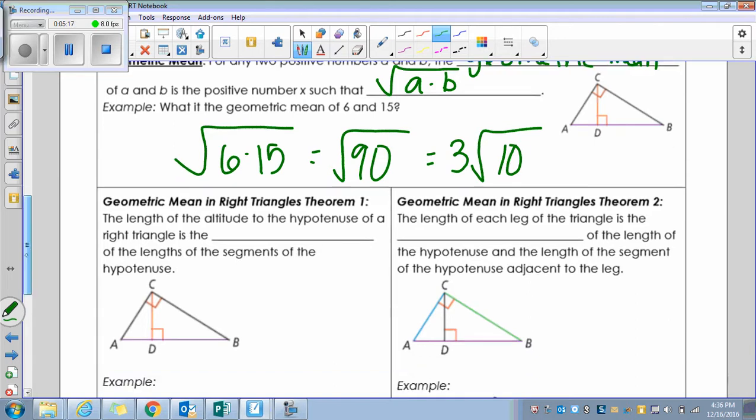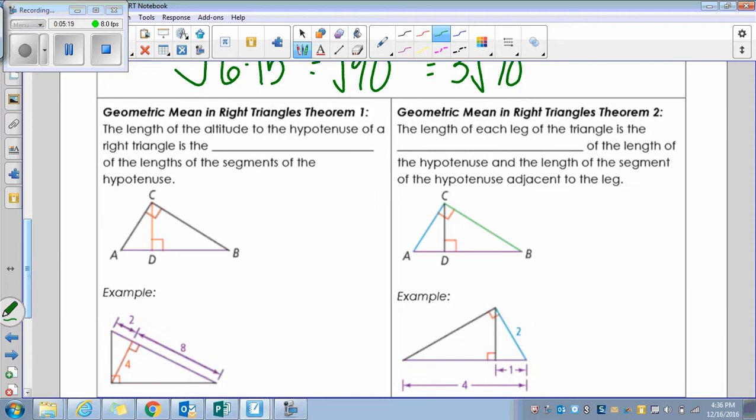So let's come on down to the geometric mean in right triangle theorem. The length of the altitude to the hypotenuse of our right triangle is the geometric mean of the lengths of the segments of the hypotenuse. Okay, so let's look at this example.